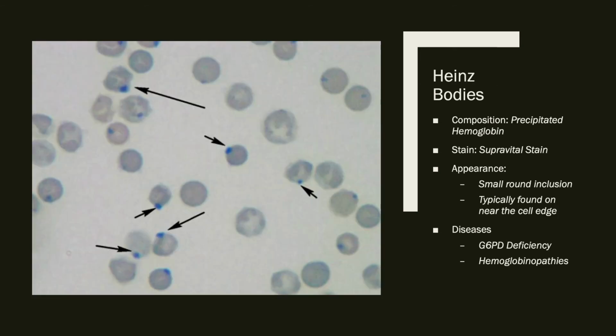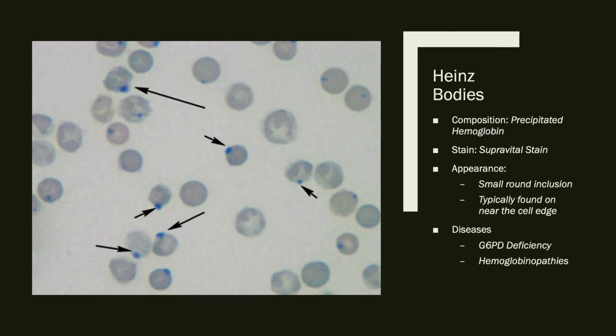So the last inclusion here is the Heinz bodies. These are precipitated hemoglobin inclusions, and how I like to remember these ones is I think of Heinz ketchup, which is red, and hemoglobin, which gives a red cell its red color. So obviously Heinz bodies are made of hemoglobin. With these ones, we're going to identify them using a supravital stain, and they usually appear as a single small round inclusion, just like Howell-Jolly bodies, but these ones usually hang out on the very edge of cells.